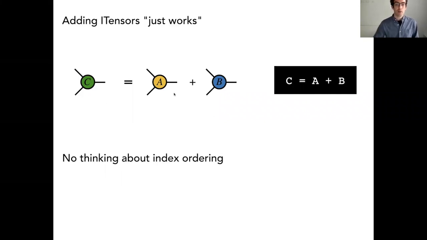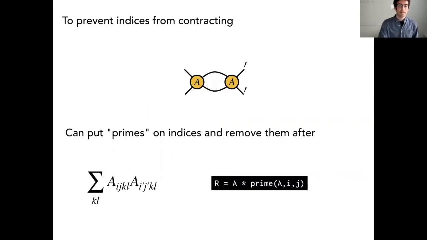But tensor diagrams don't have a left to right ordering. They're planar, so there's no sense of something being to the left or to the right of something anyway. Yeah.